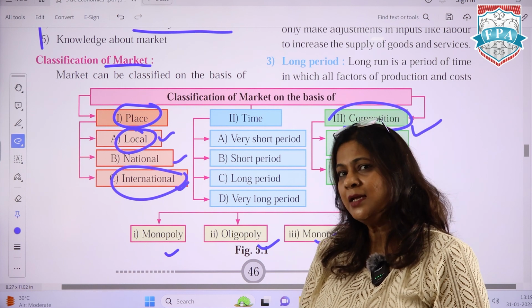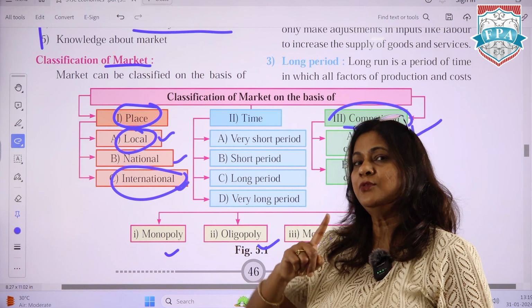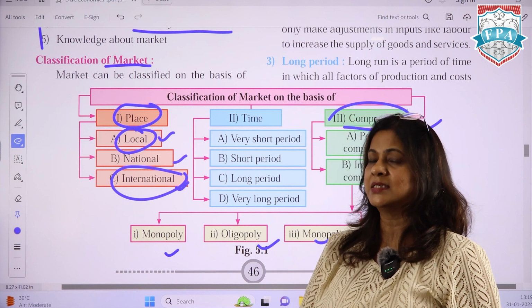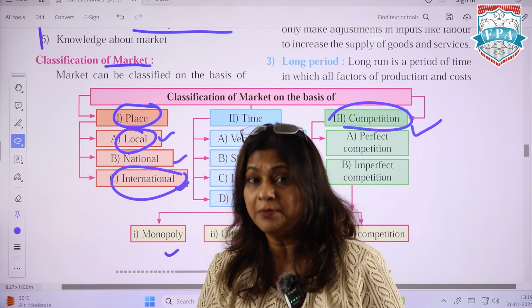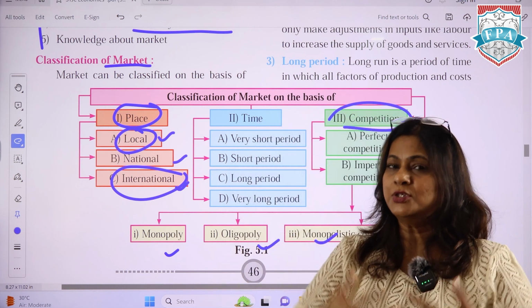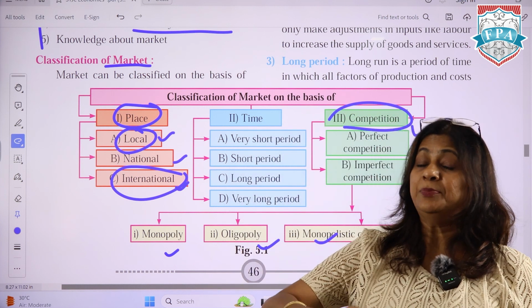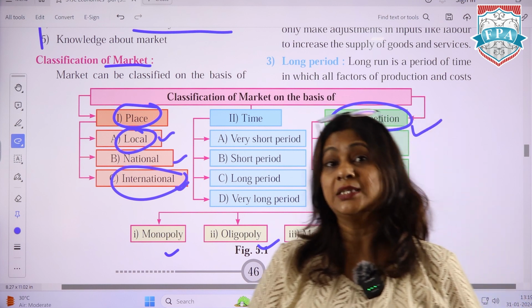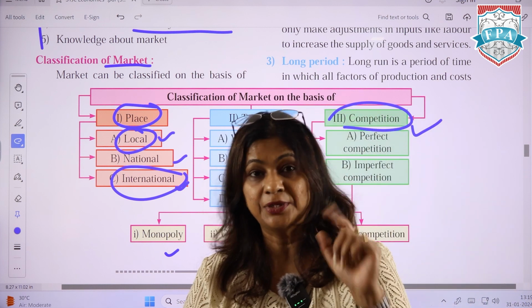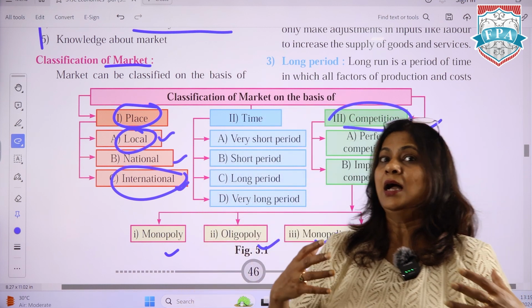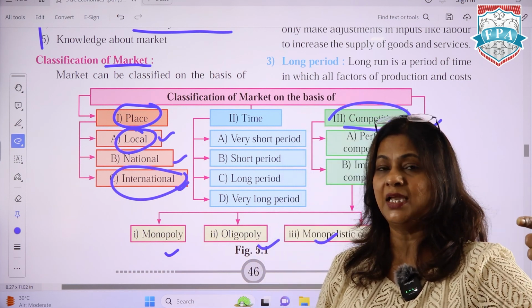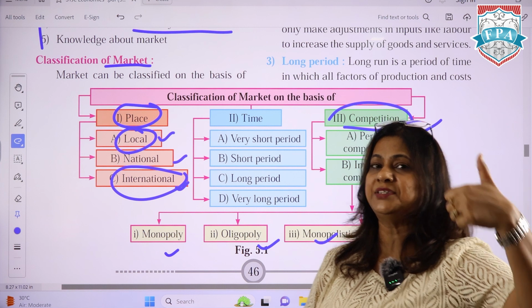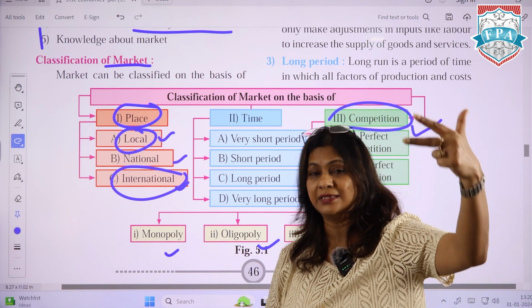So what is a market? Remember again, market is the place where buyer and seller are there, they have knowledge of the market, they come in close contact with each other for the purpose of buying and selling of the goods, and the price can be determined. Yes or no? That is the definition. How do you classify market? On the basis of place, on the basis of time, on the basis of competition. On the basis of place: local, national, international.